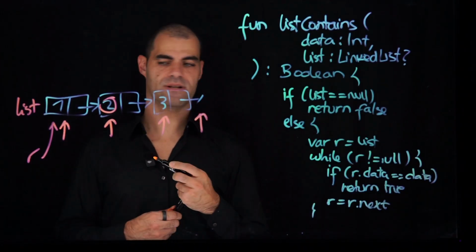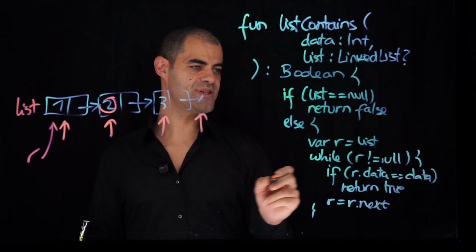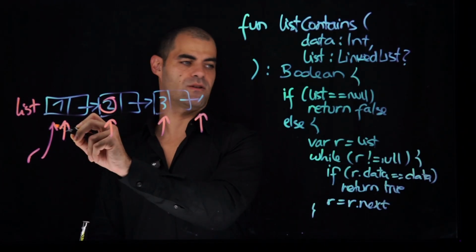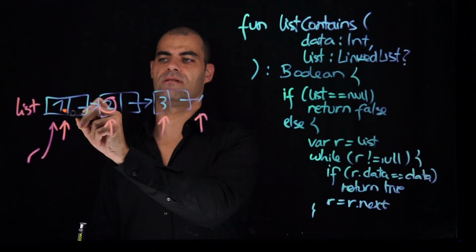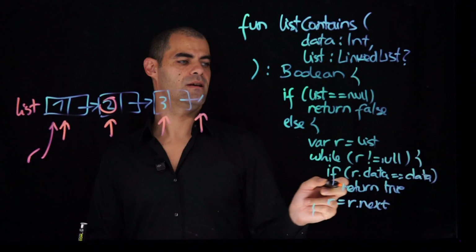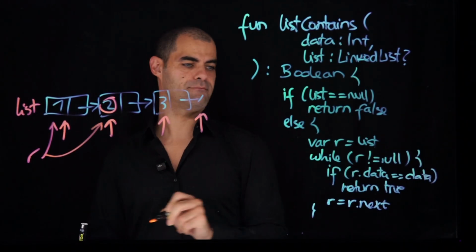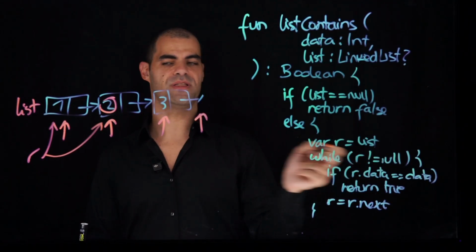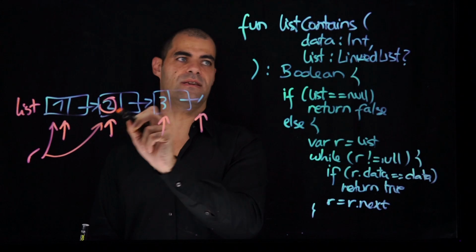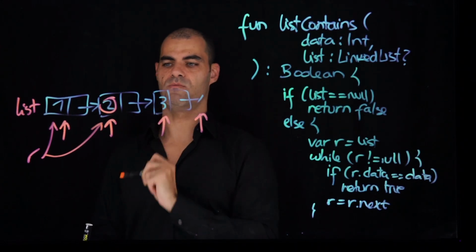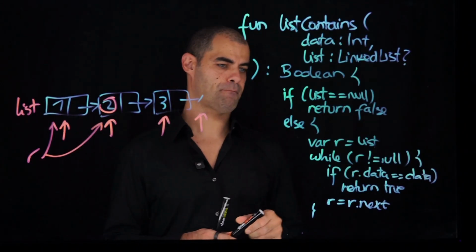So let's see how this works. We want to search for the number 2, for example. Here we start with the r here. If r.data equals data, r.data is 1, so we don't return, and we move on to the next. And now r is different than null. Yes, it's different than null. r.data equals data. Yes, because our data that we wanted is 2, so we return true and our function finishes.